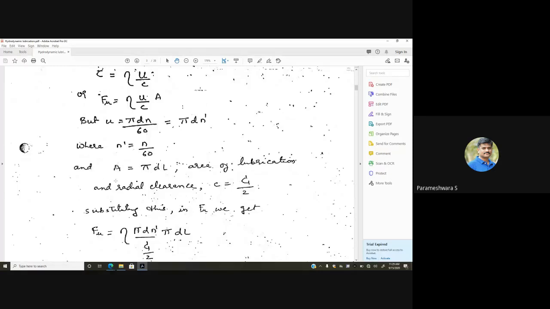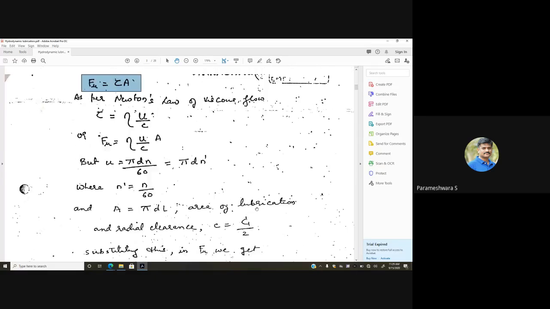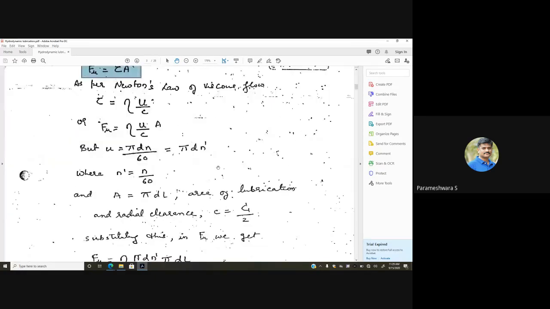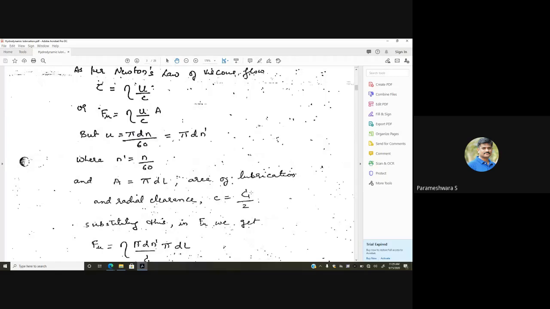Okay, and area. So area is equal to pi D L. When the cylinder is expanded, it takes the shape of a rectangular sheet, as I told. So that is pi D, the perimeter, and L is the length, or height, of the cylinder. So area becomes pi D L. That is the area of lubrication, and radial clearance c is equal to C by 2. This is already stated in the geometry. Okay, c is equal to capital C over 2.